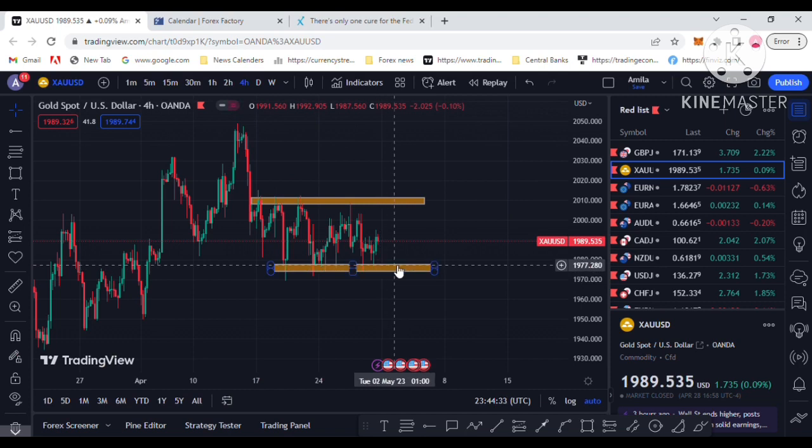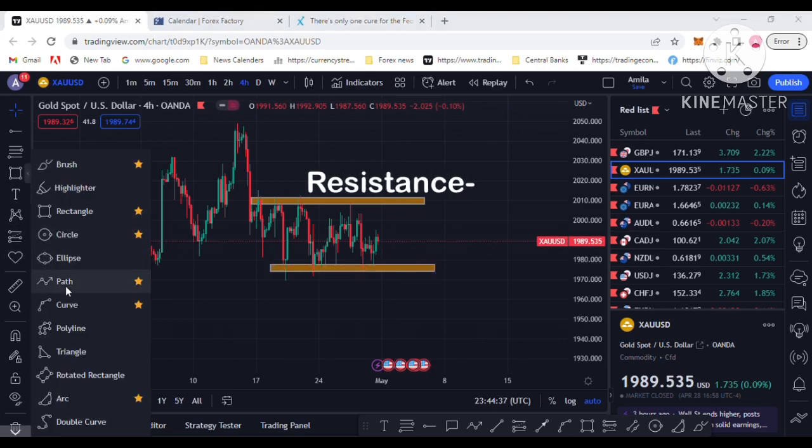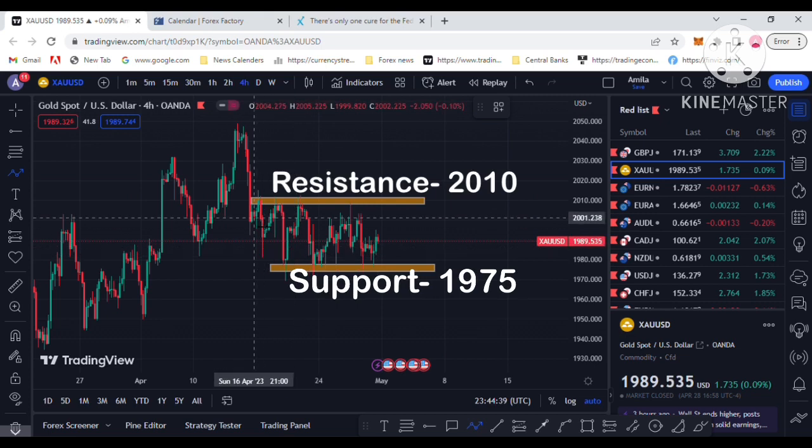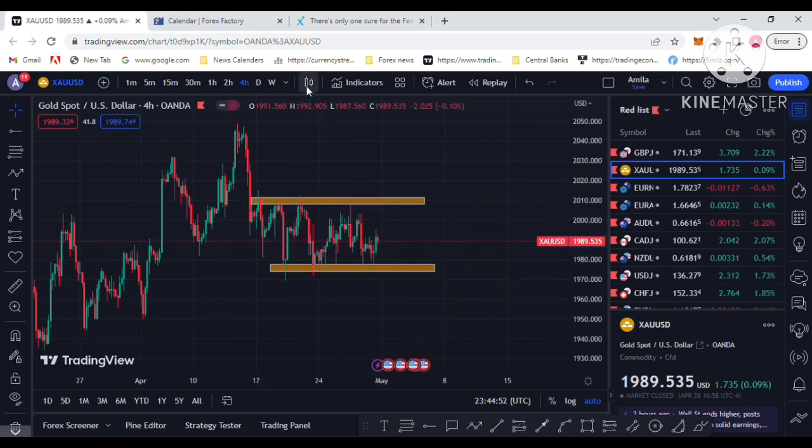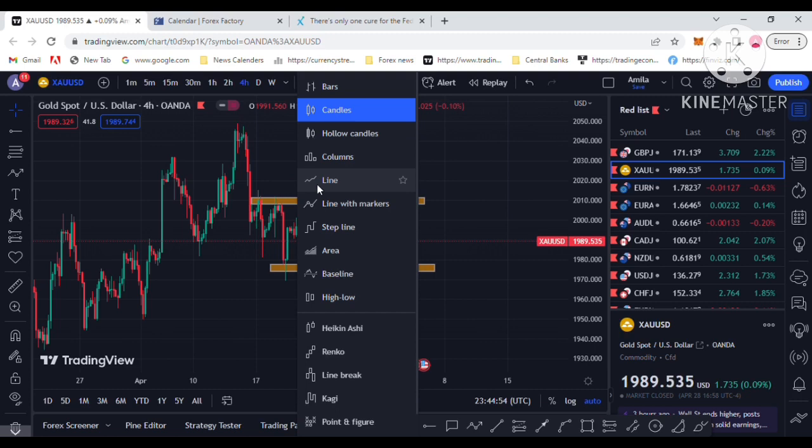So you can see gold is now ranging. This is the yellow line I already marked. Gold is ranging from there. 2010 is the resistance and 1975 is the support area. So gold was ranging last week between this support and resistance area.